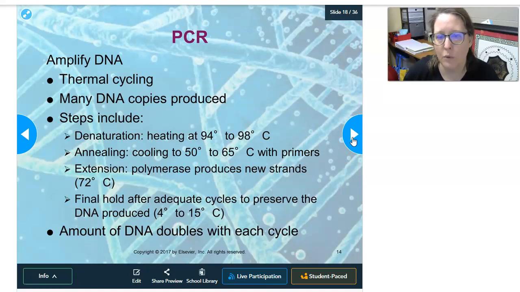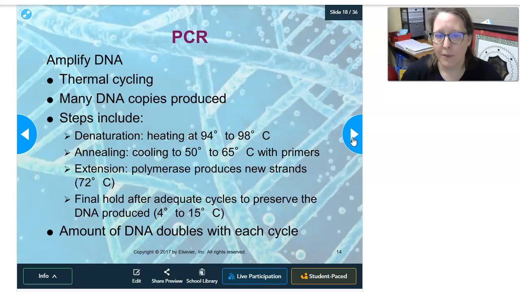So you heat the sample to 94 to 98 degrees Celsius, so it's just shy of boiling, right? So it's really high, and we're in Celsius, not Fahrenheit, okay? As the DNA strands are denatured, they will separate out like that. And then for the annealing step, you cool it to 50 to 65 degrees Celsius and incubate it with primers, and those primers will anneal or bind onto your separated DNA strand. Those are usually RNA primers.